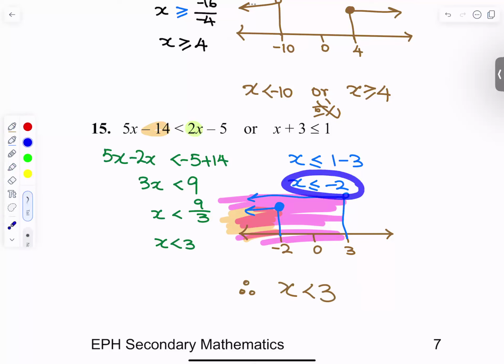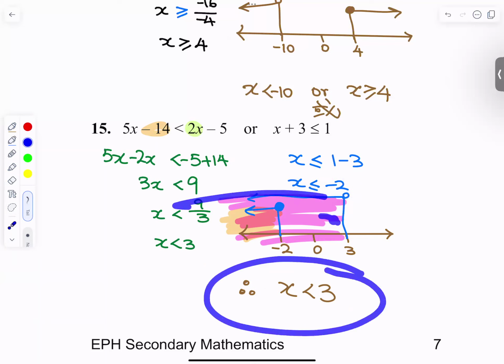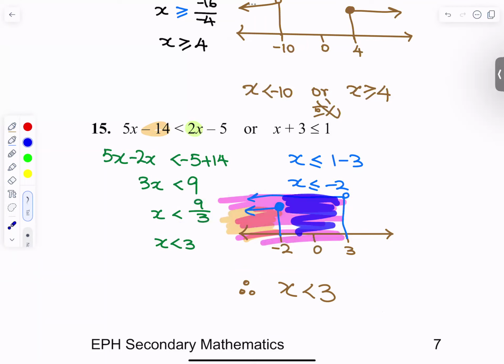Why am I not writing this -2? Because this -2 is also included in this answer. -2 is also less than 3. So you can write that. But if I just write that, is 3 included in that? No. So I'll have to write an answer that includes all of these solutions. At least one.